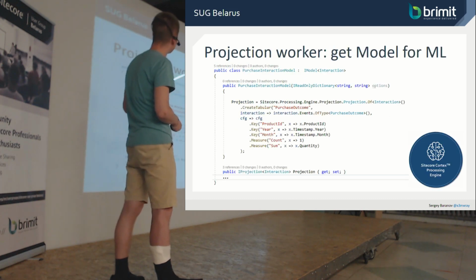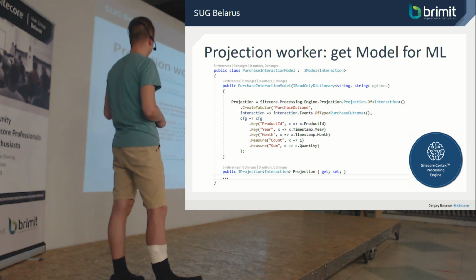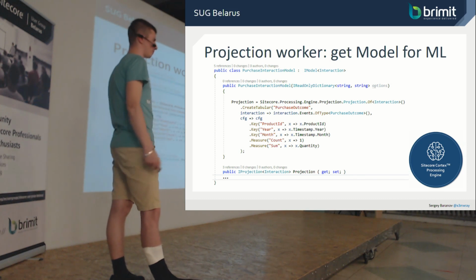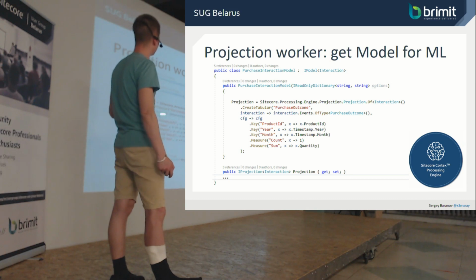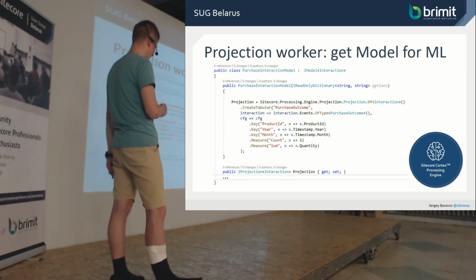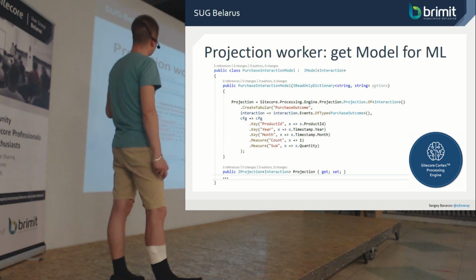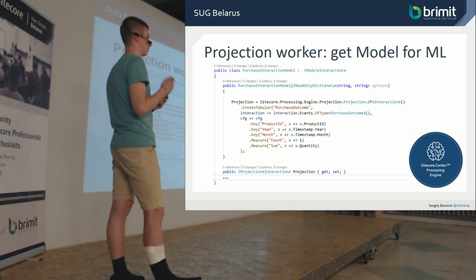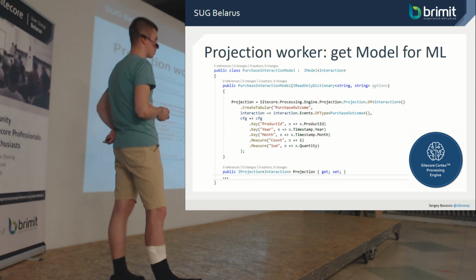Okay, in the projection worker, we will create a projection. All that this implements is to show the processing engine what data format we want to have and what repository we should use. When this code executes, we will have all this information in a processing database. It's a new database in Sitecore 9.